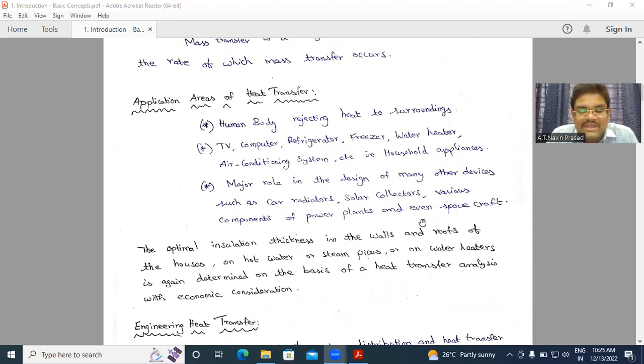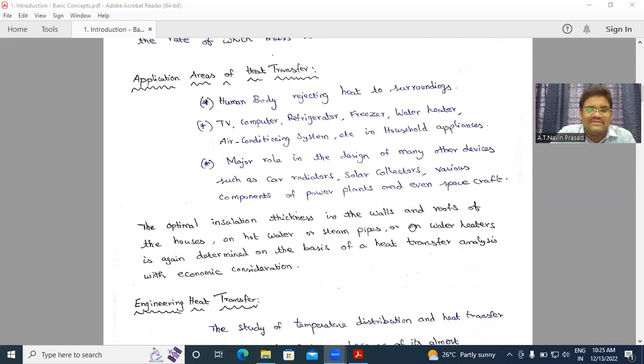And in household applications, we are using TV, computer, refrigerator, freezer, water heater, etc. Even the air conditioning system, etc., are used in household applications or the application areas of heat transfer. And we also have a major role in the design of many other devices such as car radiators, solar collectors, various components of power plants, and even in spacecraft.